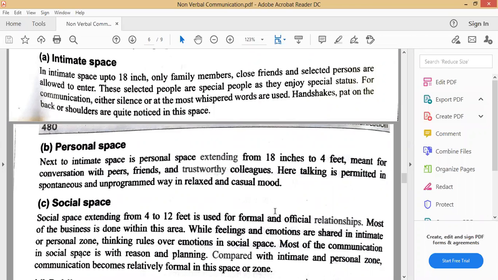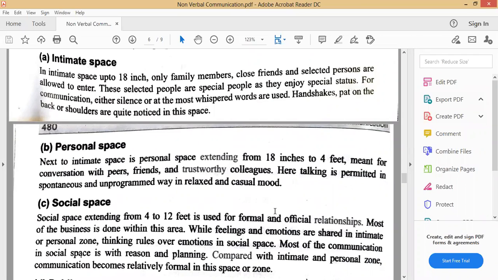So this happens when you share a really close bond with someone. If you are not close with someone, you cannot share intimate space or intimate zone with them. ठीक है, you feel reluctant and you just step back from them. So that is the reason कि हम सिर्फ the people whom we like, the people who are really close to us, हम उन्हीं को allow करते हैं that they can come into our intimate space or zone.